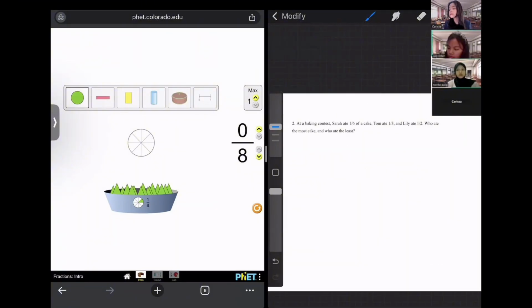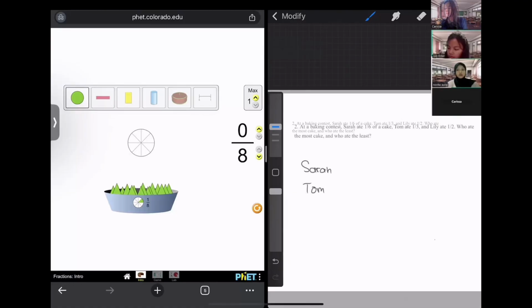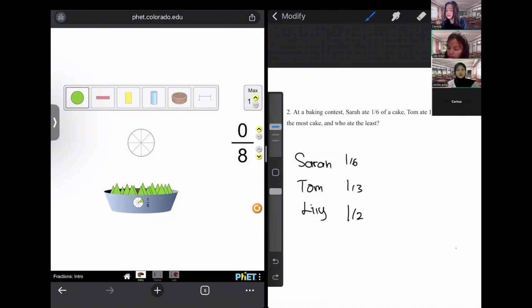All right, so moving on to the next question. At a baking contest, Sarah ate 1/6 of a cake, Tom ate 1/3 of a cake, and Lily ate 1/2, or half, of a cake. So how many characters do we have here? How many characters? 3, Miss. Yes, that's correct. We have 3 characters. Now we're trying to figure out who ate the most cake and who ate the least. Let us use the simulation.